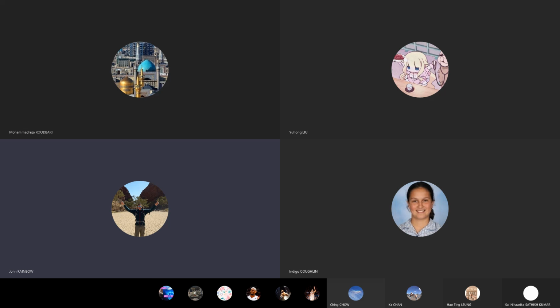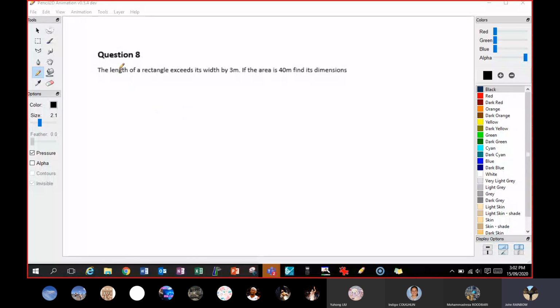Question 8. Let's see how question 8 works. The length of a rectangle exceeds its width by 3 meters. The area is 40 meters. So we've got a rectangle. It's always good to draw a diagram.